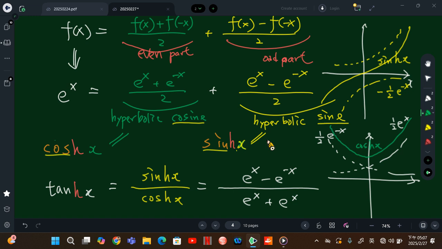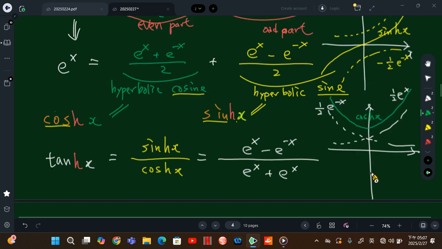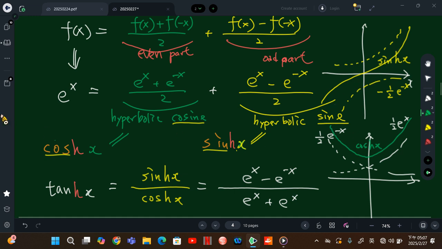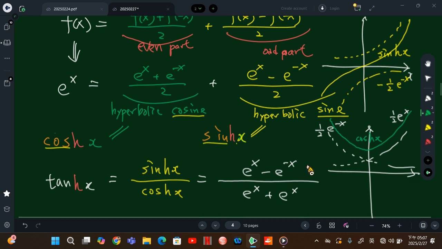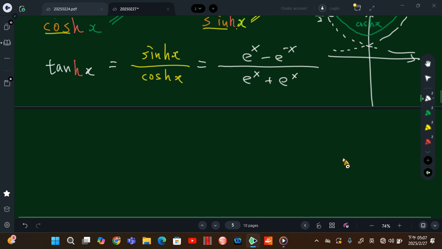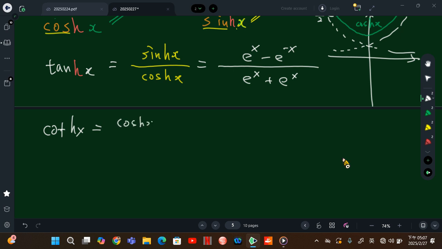A little bit complicated. Not like sine and cosine, which are periodic functions, right? But for hyperbolic sine and hyperbolic cosine, hyperbolic sine is an odd function, and hyperbolic cosine is an even function. But when you divide these two functions, you get hyperbolic tangent. I will ignore this part. Maybe I can show you together with the hyperbolic cotangent. Hyperbolic cotangent should be hyperbolic cosine over hyperbolic sine.